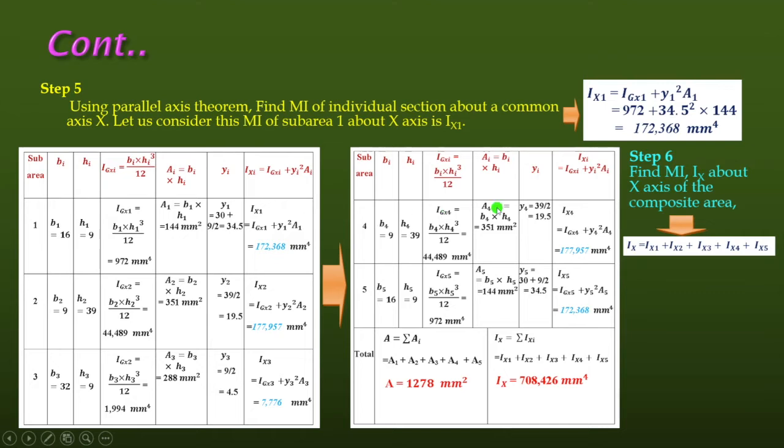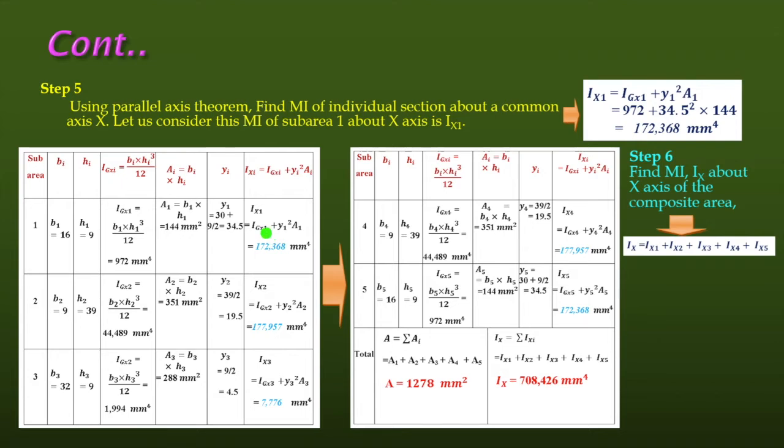So now all these values Ix1. So finally we are getting the Ix1 using this formula, as one of these already you have calculated and substituted. So this is Ix1, this is Ix2, Ix3, Ix4, Ix5. Notice here Ix5 is same as Ix1.